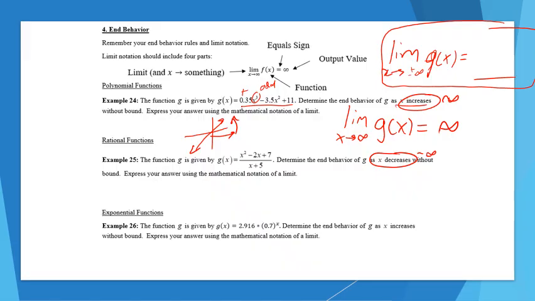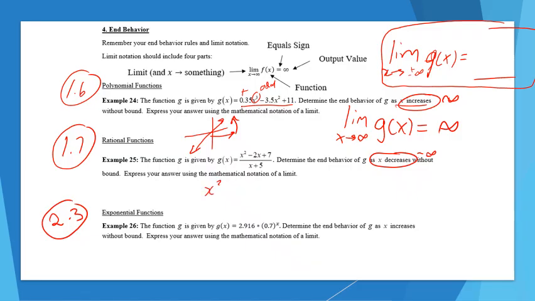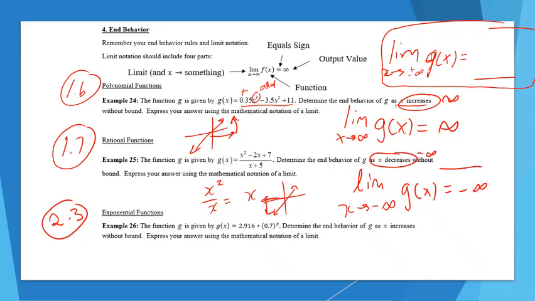Now for a rational function, remember the rules. If you need help with this, for polynomial functions, visit lesson 1.6. For rational functions, 1.7. For exponential functions, 2.3 would be the 3 lessons you would want to hit on. So here, take your leading terms, x squared over x. This is top heavy, so it should just simplify into x, and then that equation will be your end behavior. So the limit as x approaches negative infinity of g of x equals negative infinity there, and that should be our answer.